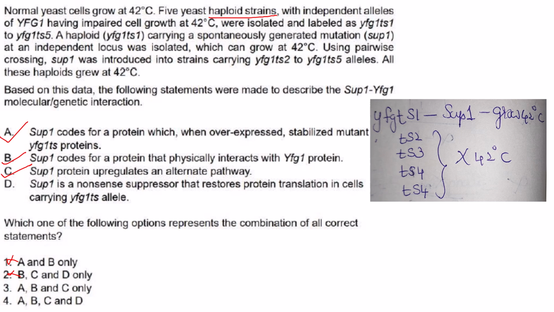Now if SUP1 is a nonsense suppressor, then the YFG1 mutation has to be a nonsense mutation. Okay, if SUP1 is a suppressor, then the mutation caused by YFG1 has to be a nonsense mutation. Only then can SUP1 act as a nonsense suppressor there. But in the question they have not mentioned that it is a nonsense mutation. They have just told that it is a mutation. That's all.